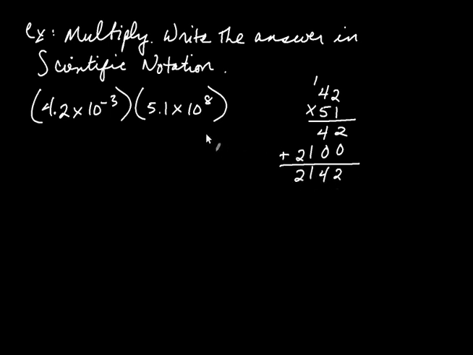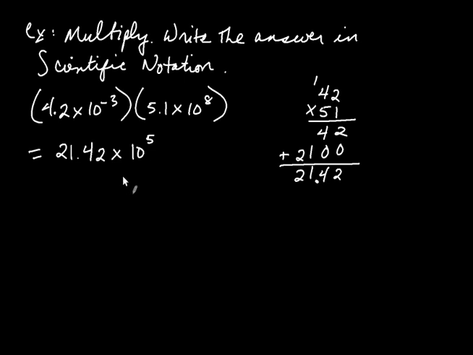Now, of course, then what you do is you say to yourself, how many decimal places did you ignore? Well, I ignored 1 here, and I ignored 1 decimal place there for a total of 2. So I come back to this number, and I move the decimal over 2 places to get 21.42. So 4.2 times 5.1 is 21.42. And then I multiply together the exponential expressions with the same base. So I'm going to get times 10 to the 5th.